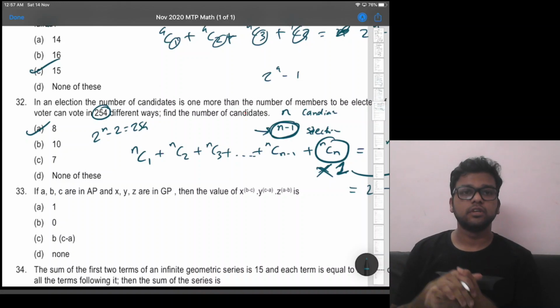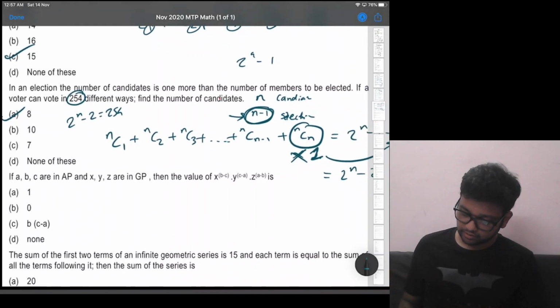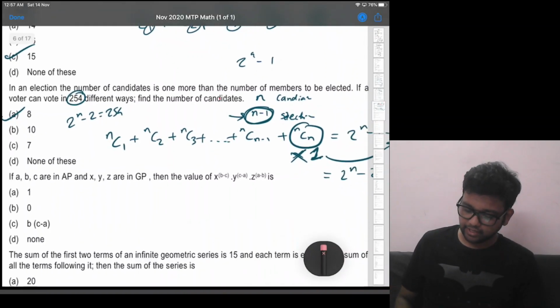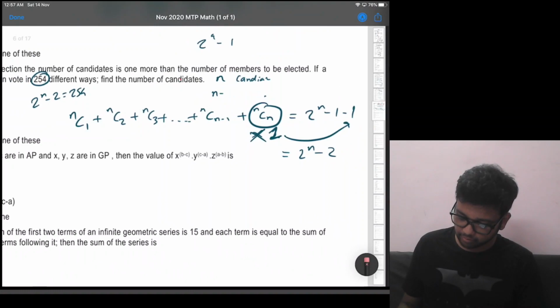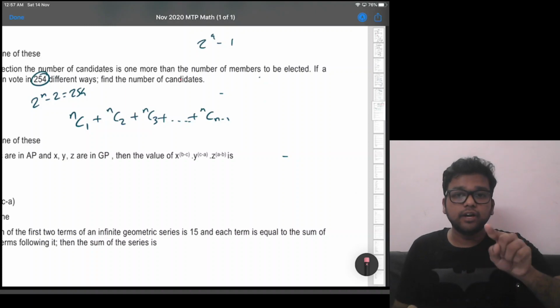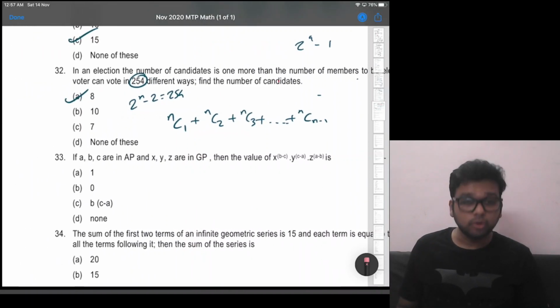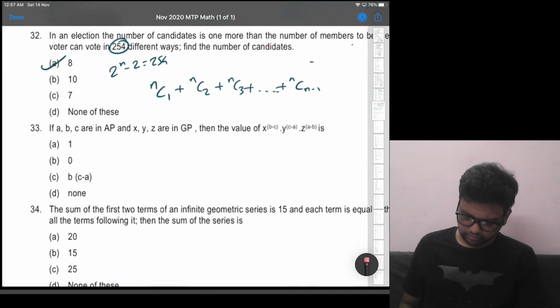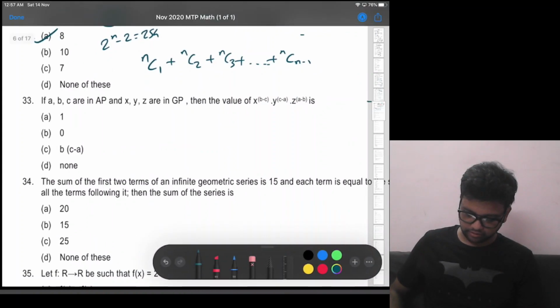Right. Or just do this. Okay. If you don't understand this formula, if you don't know this formula, then forget about this right now. Then if you have understood this, that he can vote for 1, 2, 3, 4 up to n minus 1, then go by options. That is going to take time, but if you don't know the formula, then you have to do that. Fine.